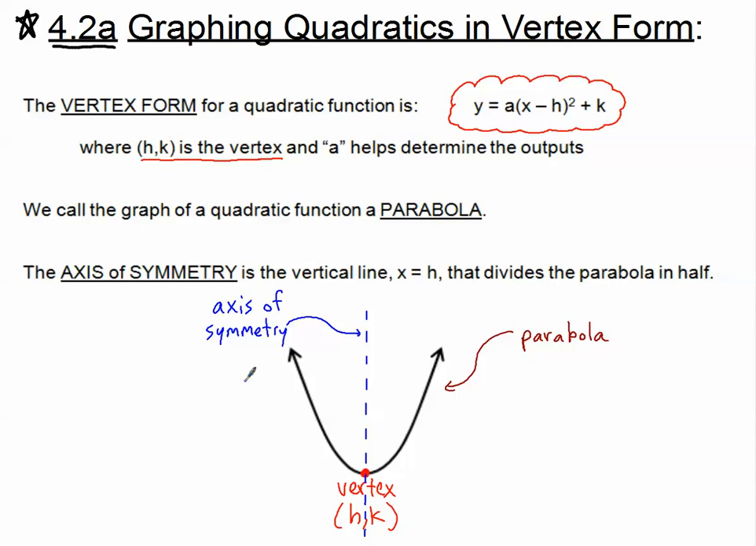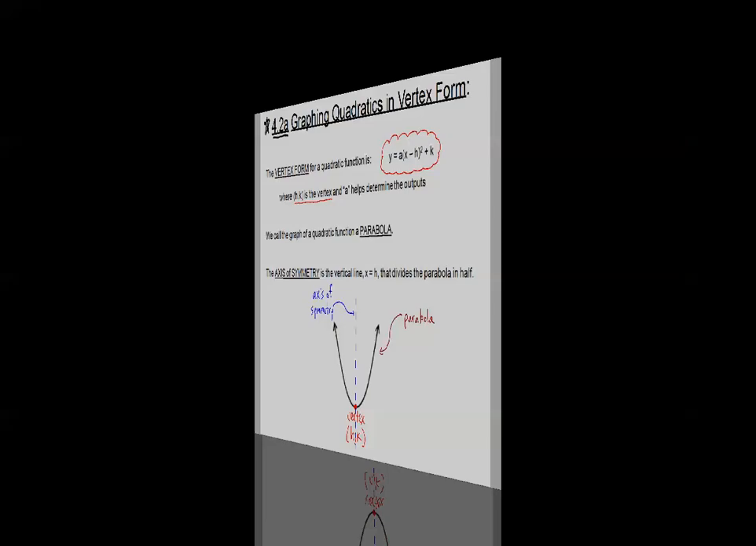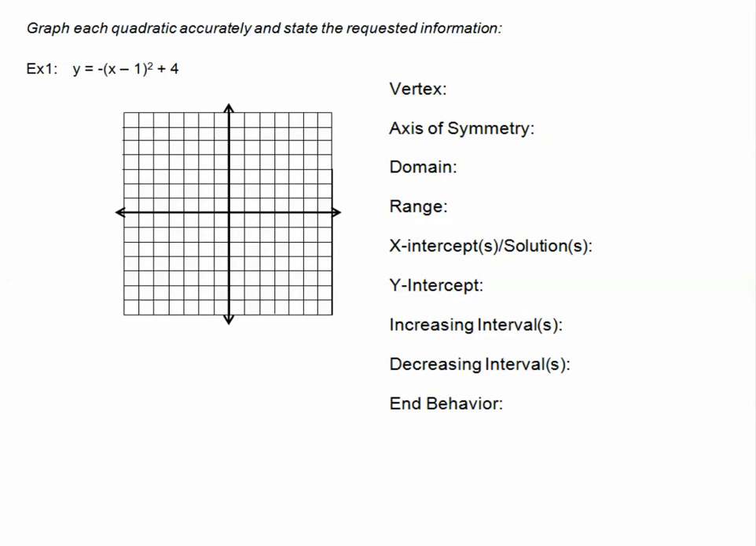So these are the two new parts of our parabola. We'll find the vertex today, and we'll find the axis of symmetry, and we'll practice finding a bunch of other things about this function that we've talked about. So let's look at our first example. I have two graphs for you in this tutorial. It says graph each quadratic accurately, and we'll state the requested information and look at all these things that we can talk about. Most of them are review.